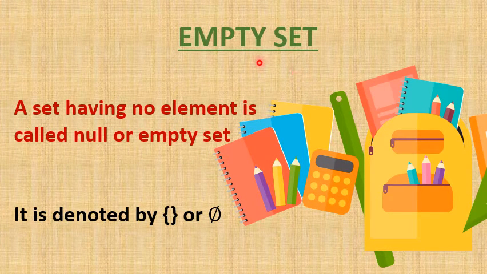Then students, what is an empty set? A set having no element is called a null or empty set. And you all know that it is denoted by phi or just an empty curly bracket with no element in it. This shows it is a null set, or we denote it simply with phi. This also shows that there is no element in the set.